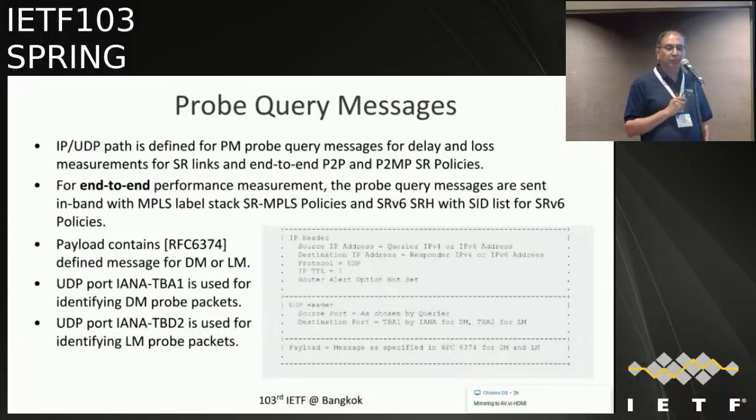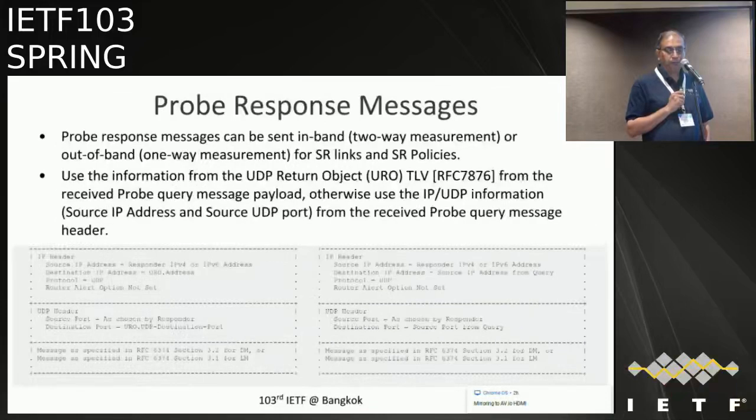For the probe response message, RFC 7876 defines the UDP return path. So if you're doing one-way measurement, you can use information from there. For two-way, we can use the information from the received probe query message for the IP and UDP port. This draft also defines a return path TLV for two-way measurement, and this way we can avoid state on the egress node. The TLV may contain the segment list or binding SID for the SR MPLS or SRv6 data plane.